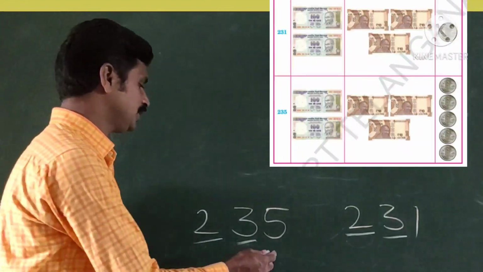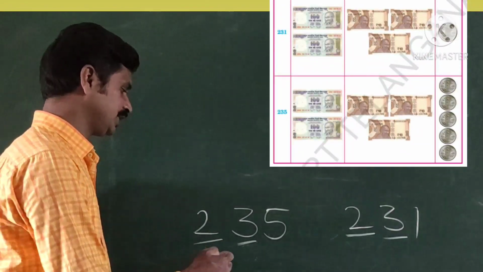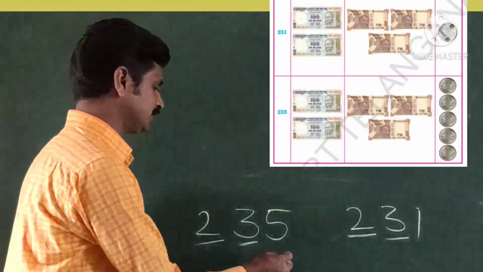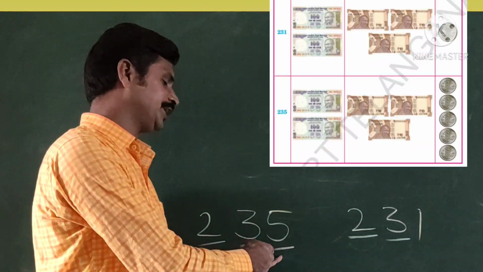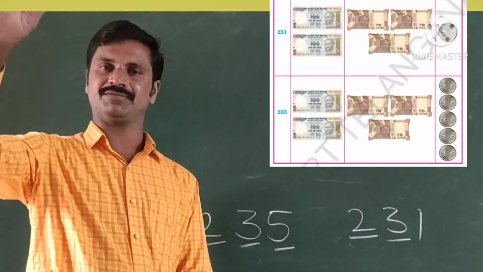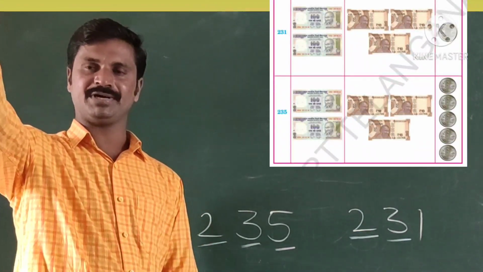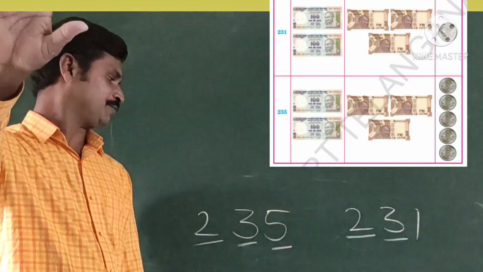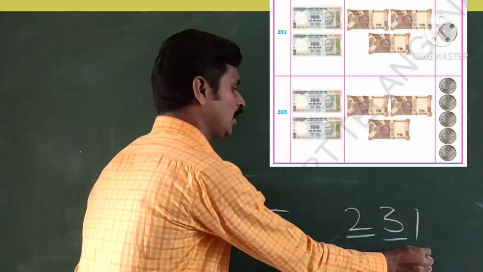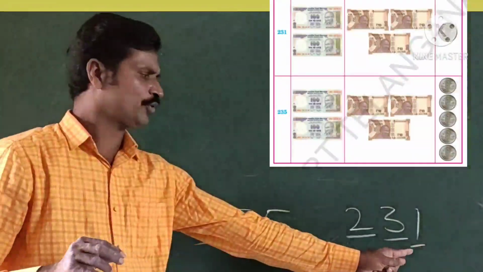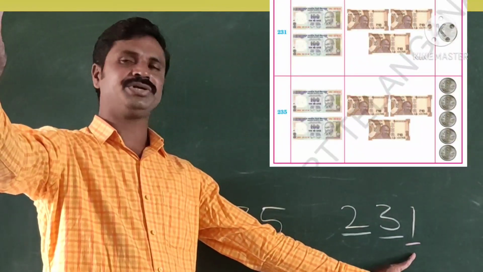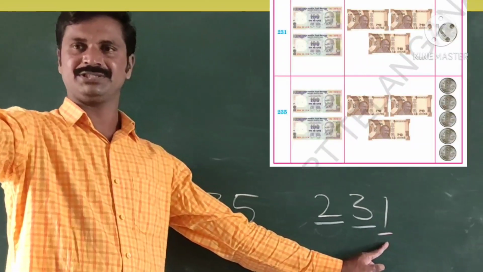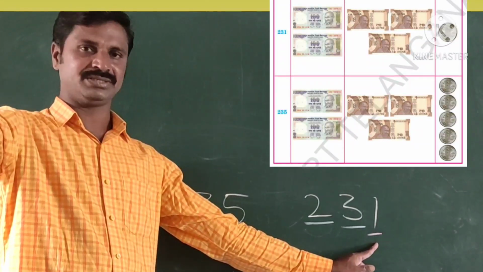Let us go for ones place. You see here. How many ones are here, children? Very good. There are 5 ones. Here you see, how many ones are here? Very good, only 1. Only one kind is there. Okay, children?